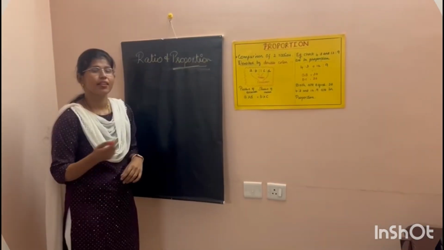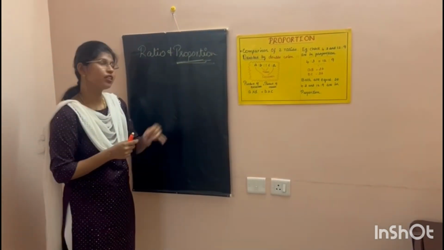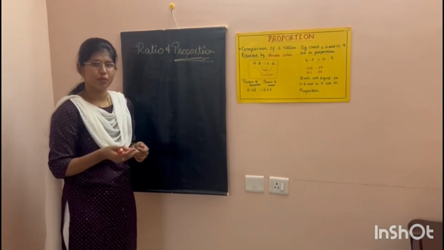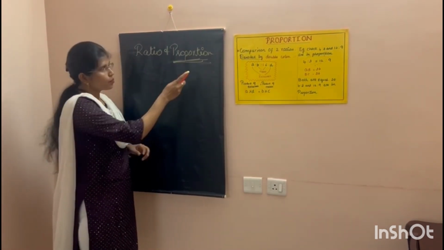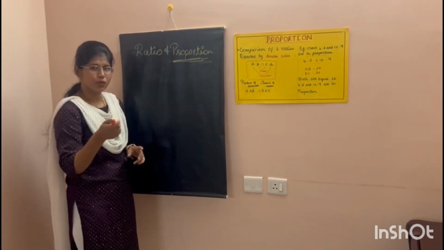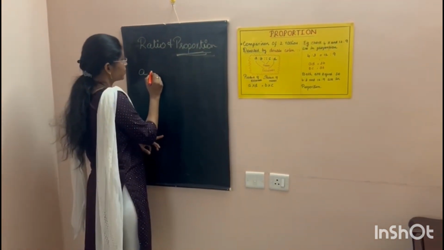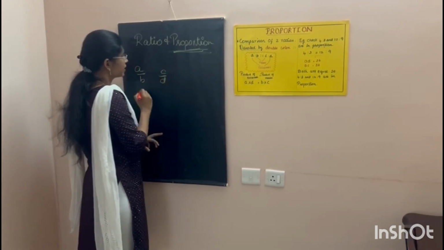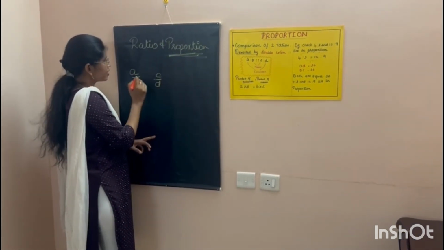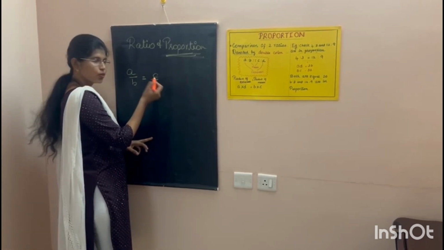Next we will learn about proportion. Proportion is the comparison of two ratios. Already we learned about ratio. Ratio is the comparison of two quantities and proportion is the comparison of two ratios. Let's take A:B and C:D, which can also be written as A by B is equal to C by D. So they are proportionate to each other.